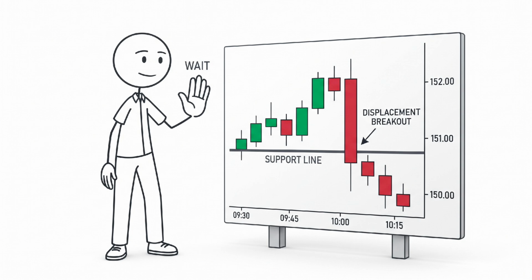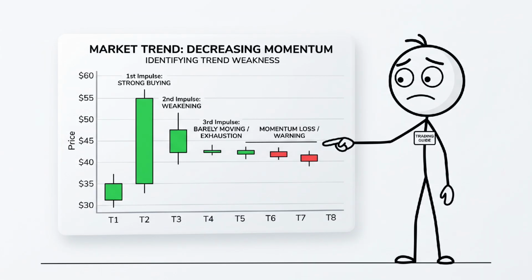The rule: Never act on a wick. Wait for the close. Wait for follow-through. Confirm it on the primary time frame. A real break has displacement. A strong candle that doesn't look back. No displacement, no break.